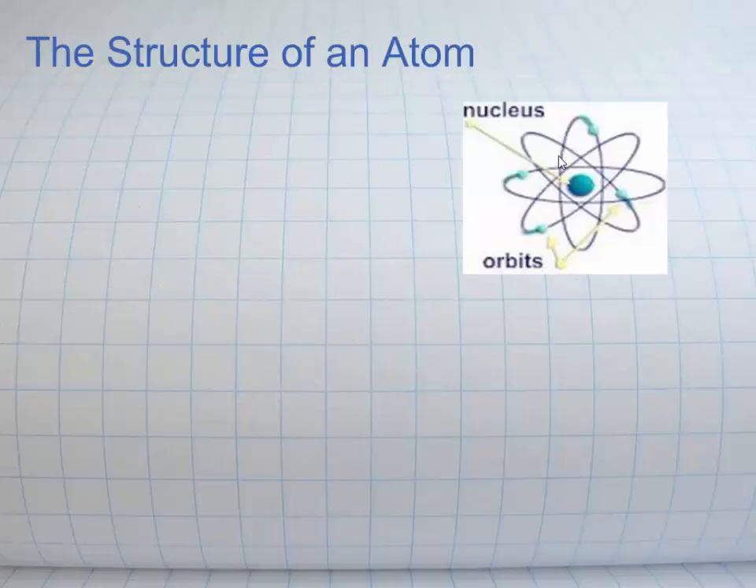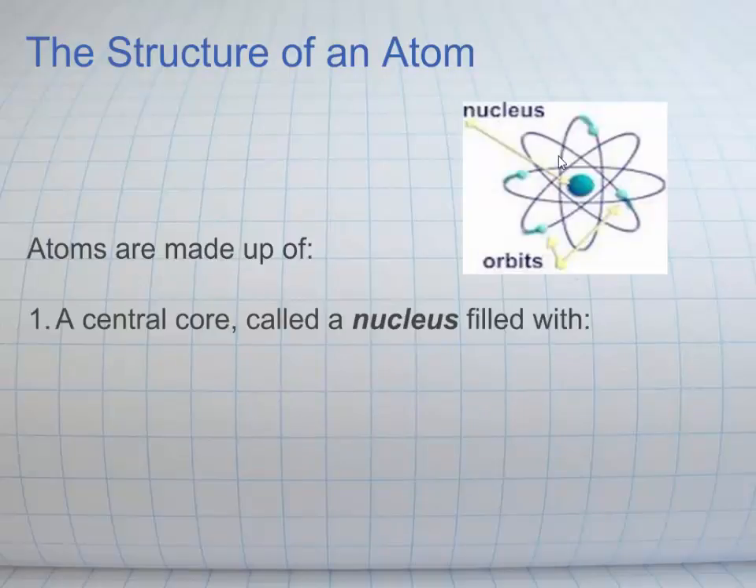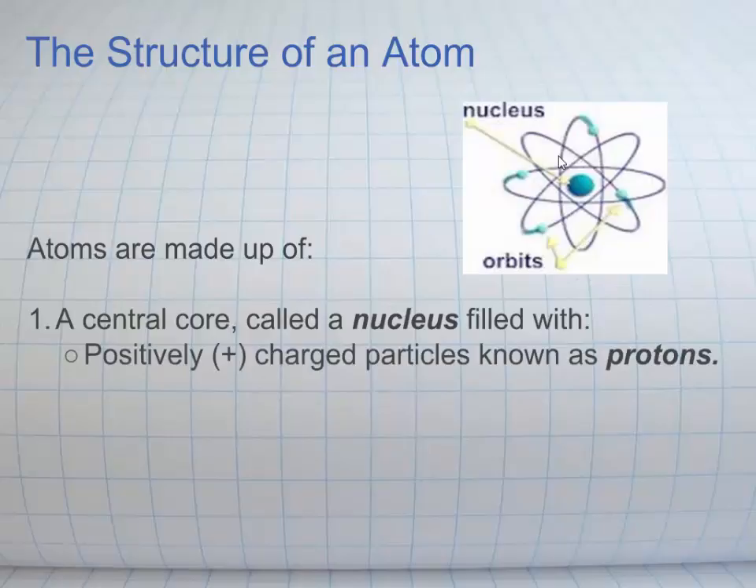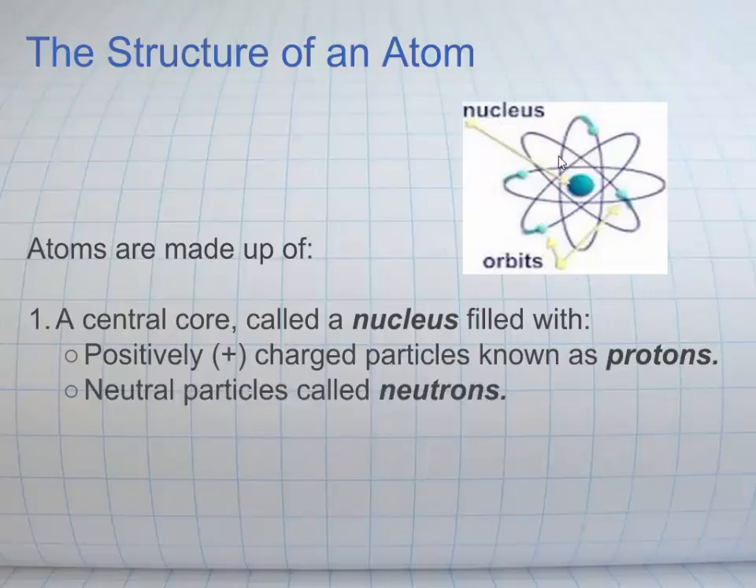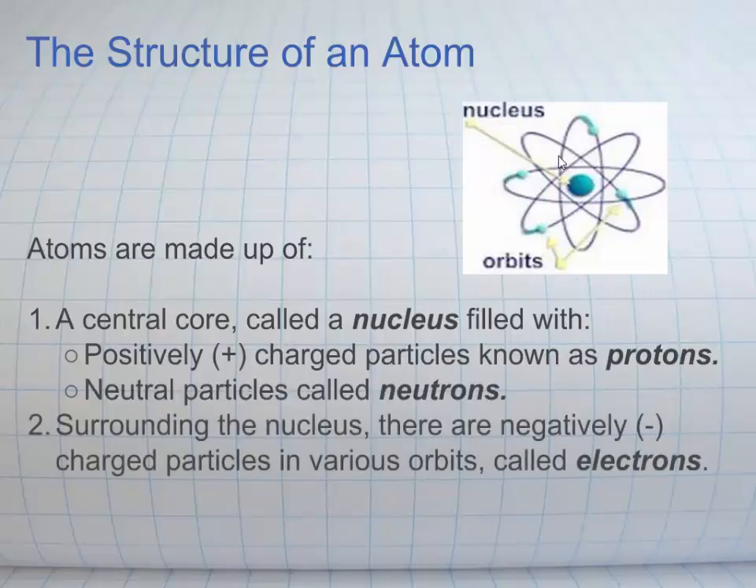So if you look at the structure of an atom, you'll note that there's a nucleus. So what's inside the nucleus? There's two things. There's a positively charged particle known as a proton. And then there's also neutral particles called neutrons. And then surrounding the nucleus, there are negatively charged particles in various orbits called electrons. When we talk about electronics, we're talking about electrons moving through a wire.